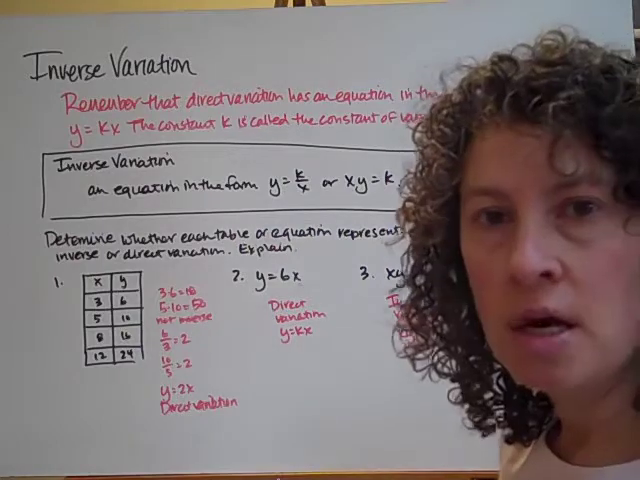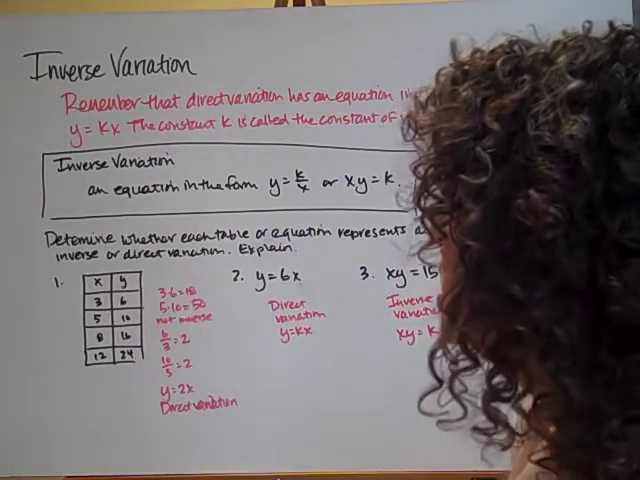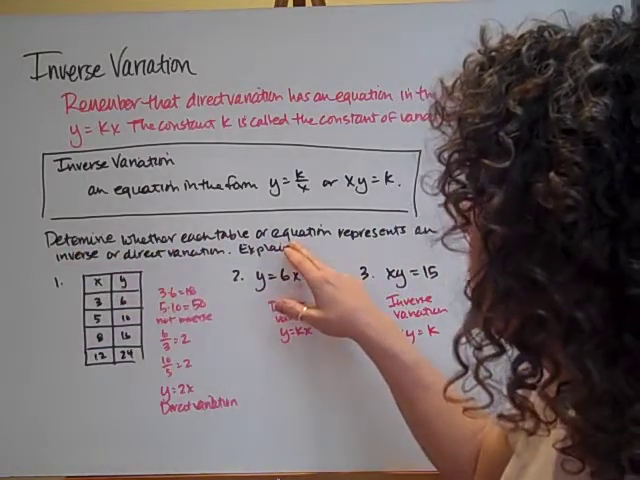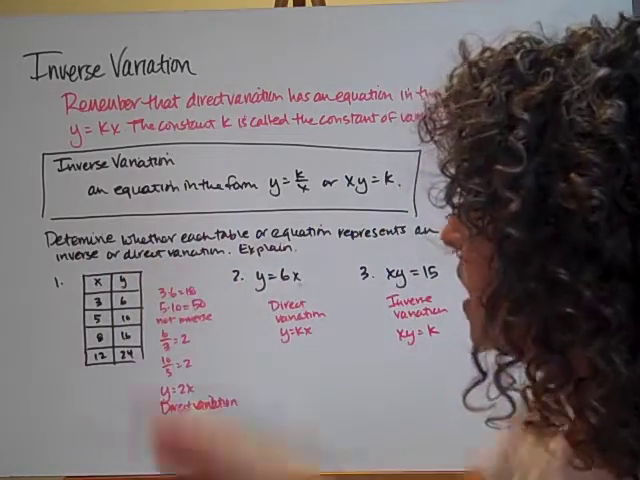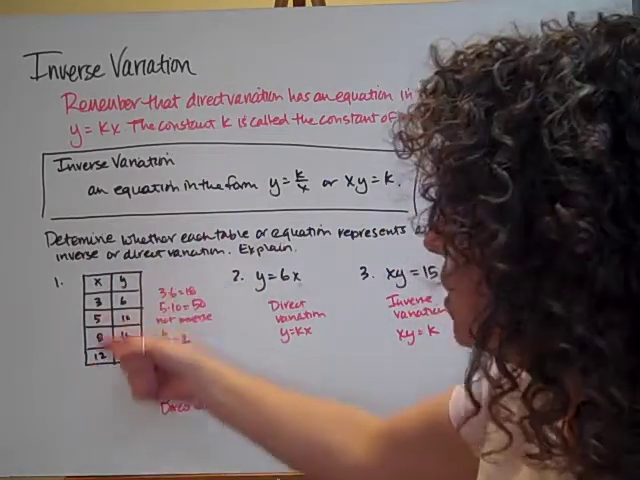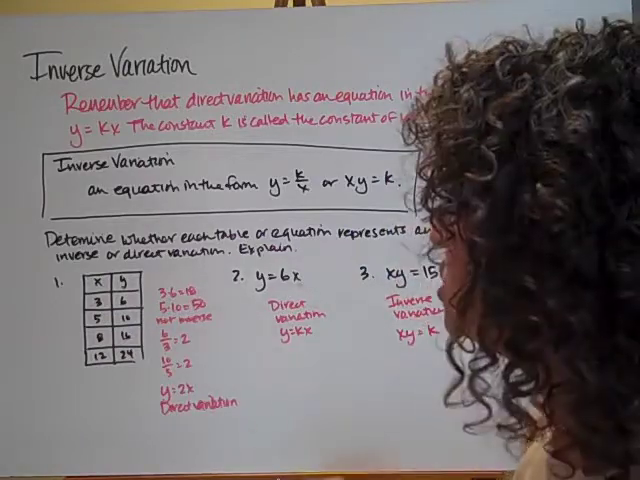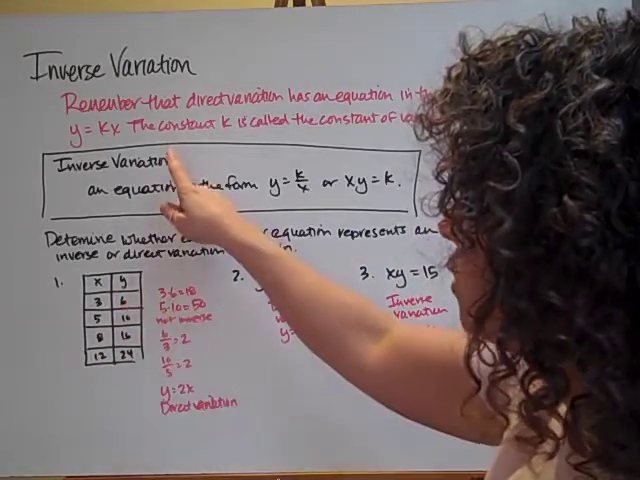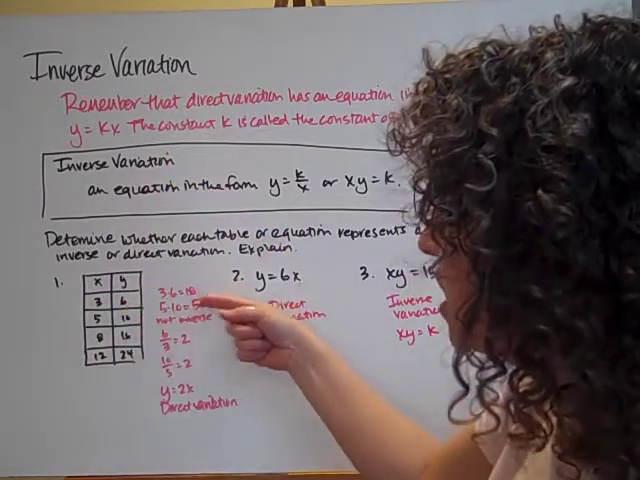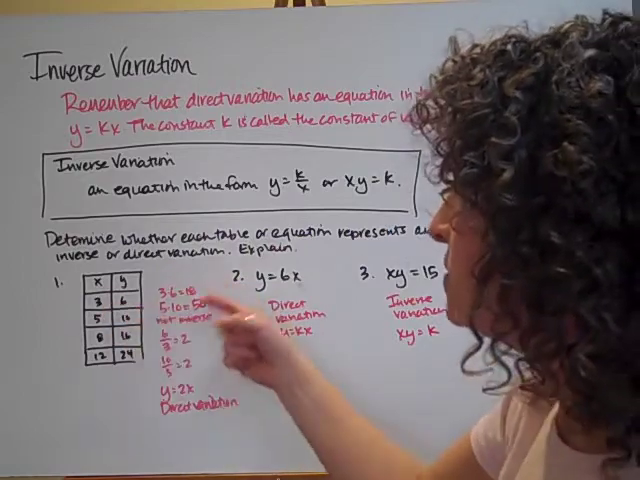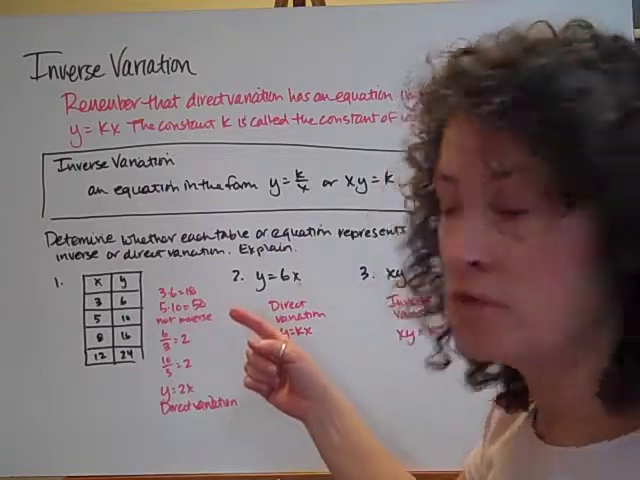So let's take a look at some patterns here and decide whether they are inverse variations or direct variations. So determine whether each table or equation represents an inverse or direct variation and explain. So we start with a table, and we're going to take a look and see what the pattern is for that table, deciding which kind of variation it is. So at first I'm going to start with my inverse variation. So I multiply the two together to see if I get a constant of variation. So 3 times 6 is 18, 5 times 10 is 50. So since I don't have a constant, it's not an inverse variation.